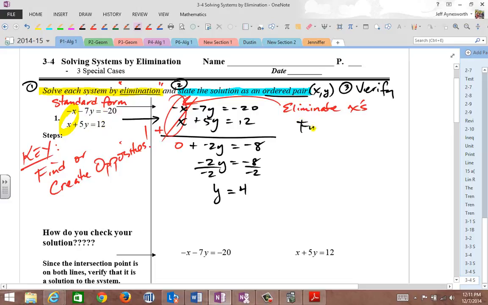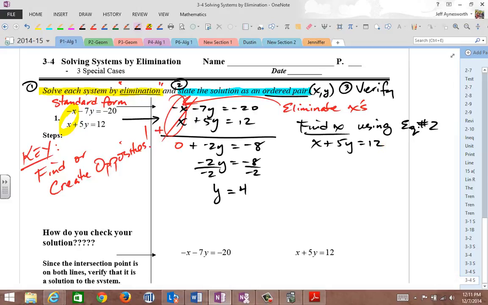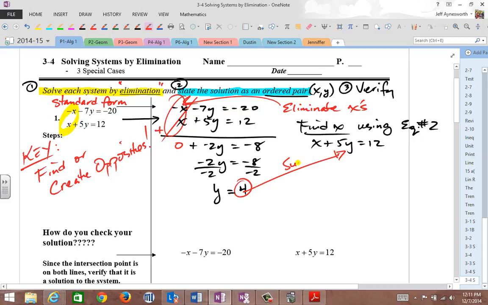So to find x here, we're going to use equation number 2, in other words, the second one. I'm going to bring it over here: x plus 5y equals 12. And what we're going to do is take our y value and substitute it in, and we're going to find the other variable. You should be familiar with this because we've done this before in the previous methods.